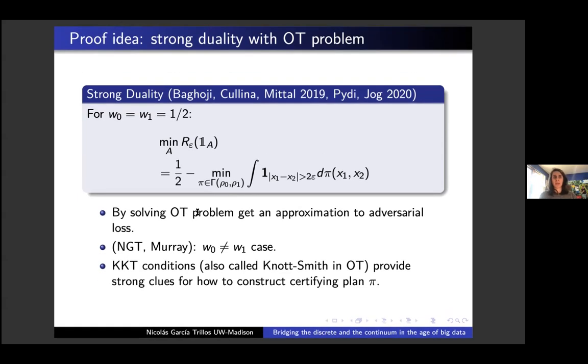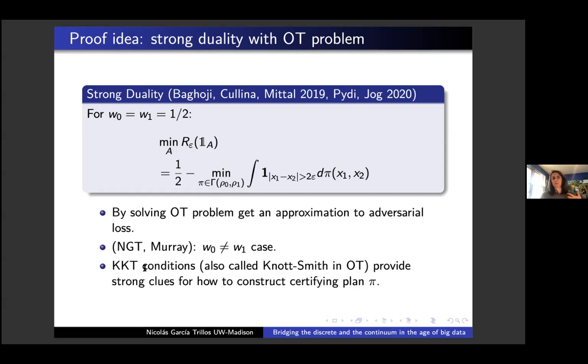And what we do in our paper is to say, how do we use this connection between adversarial learning and this optimal transport problem? Well, if we can find a candidate A and a coupling pi for which the objective functions match, we're done. Essentially, the couplings that appear in this optimal transport problem become certificates. So the question is, if you give me a set A, can I build a coupling that realizes equality here, essentially? That's really what we do.